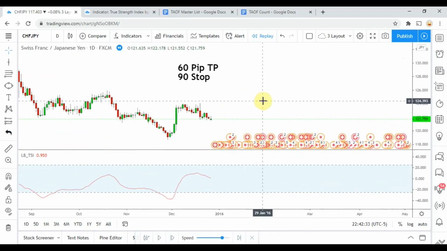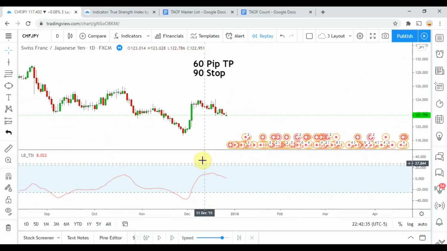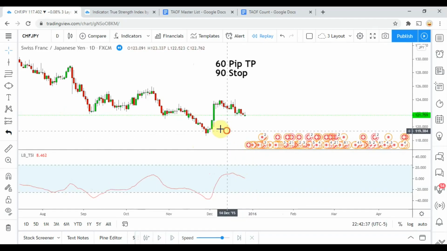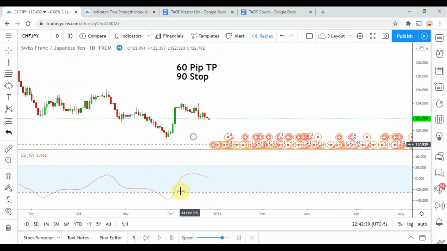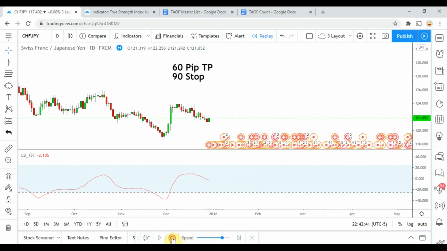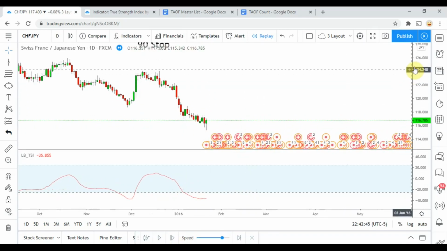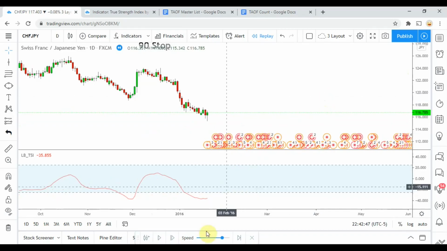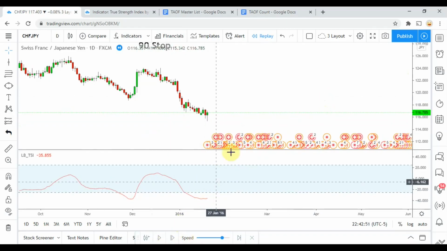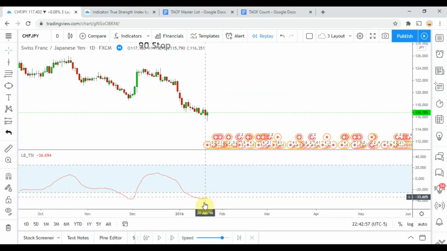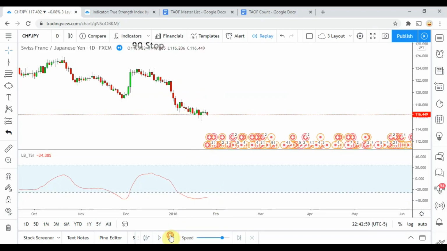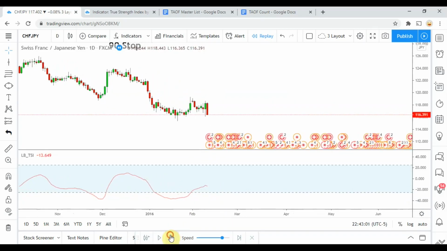So pretty simple setup, and yeah, not a lot to it. So we'll go ahead and test it that way, see what we can get out of it. Moving forward here, we are now down into the oversold area, and so what we're waiting for is a cross back up above this negative 25 mark here. So we'll go ahead and continue to play it on, and there we go.